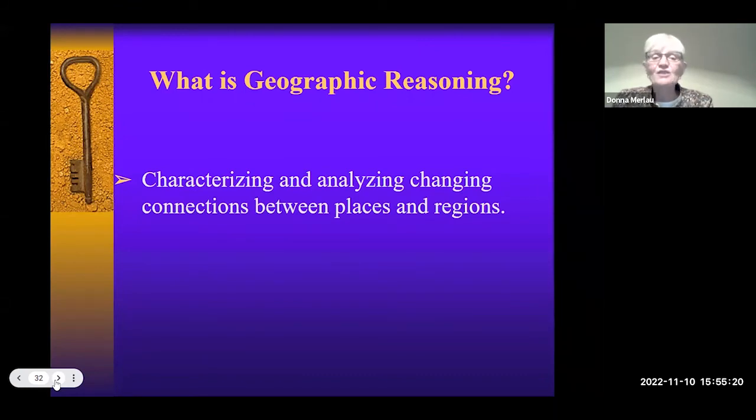Characterizing and analyzing changing connections between places and regions. That Ganges River is still sacred to anyone who is a Hindu and also has connections to Buddhism. I can also look at the Ganges River as being very polluted, not only by the cremains that are put in there, but also by the industrial dumping and the pollution runoff from sewers. So how that affects the traditional use of that water.